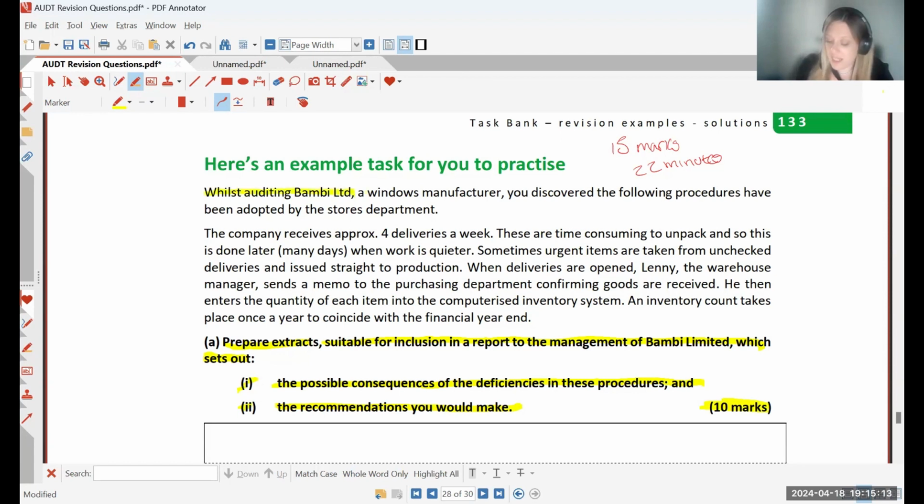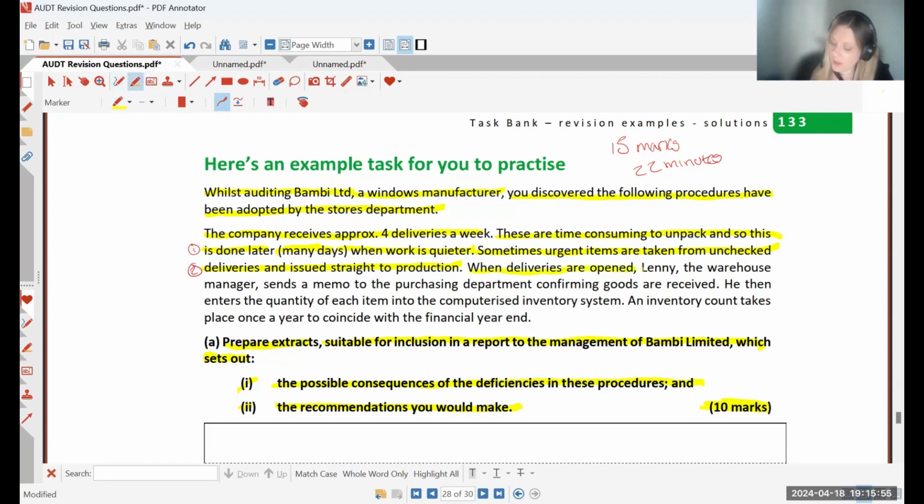Whilst auditing Bambi Limited, a windows manufacturer, you discovered the following procedures have been adopted by the stores department. The company receives approximately 4 deliveries a week. These are time-consuming to unpack, and so this is done many days later when work is quieter. This is definitely screaming out as one deficiency. Sometimes urgent items are taken from unchecked deliveries and issued straight to production. Definitely an issue, right?